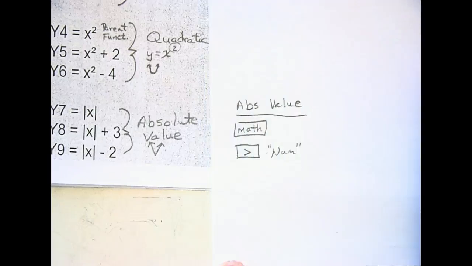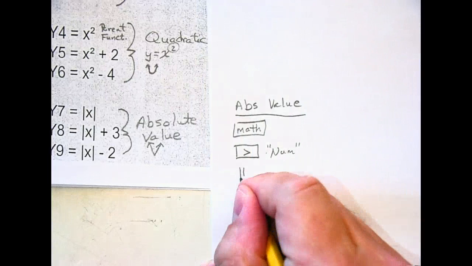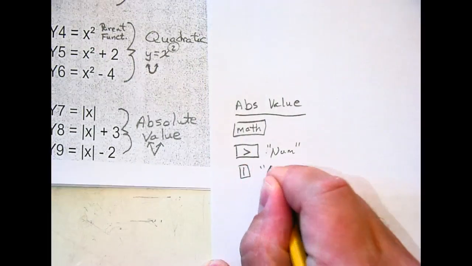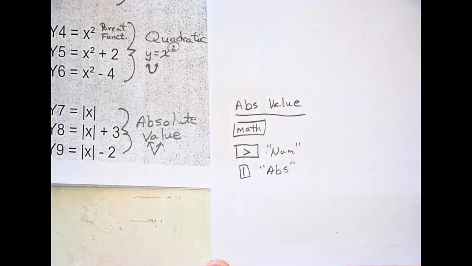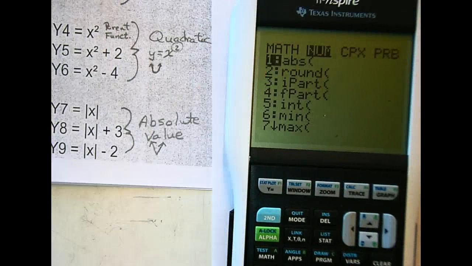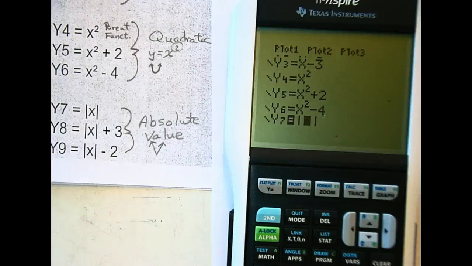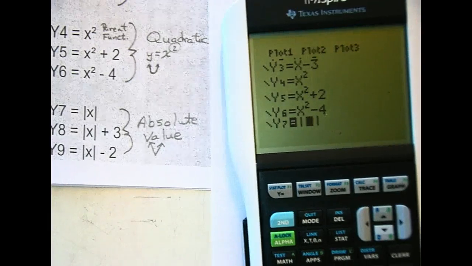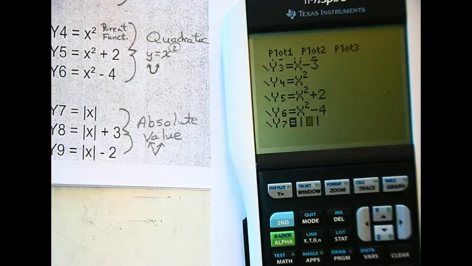Yeah, option 1, which happens to be abs. Now, they're not like your abs, you know, okay? They're abs. You hit enter, and there it is. There's your absolute value. Now, if you have a TI-83, you don't actually see the absolute value symbols.